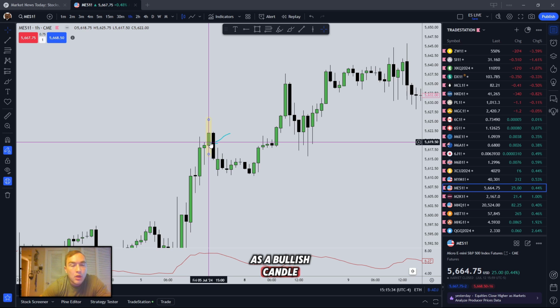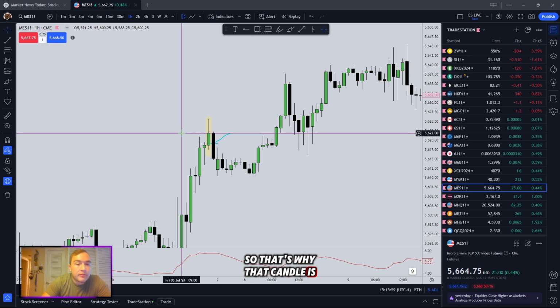Okay, so again, the reason why the candle is green, or why we refer to it as a bullish candle, a green candle, or up candle, is because for that period of time, in this case an hour, the instrument that you're looking at, in this example the micro S&P 500 futures, or MES for short, closed or ended that hour higher than when it opened it. So that's why that candle is green.